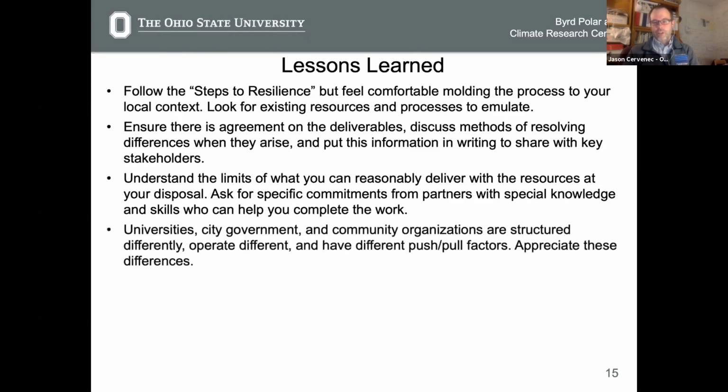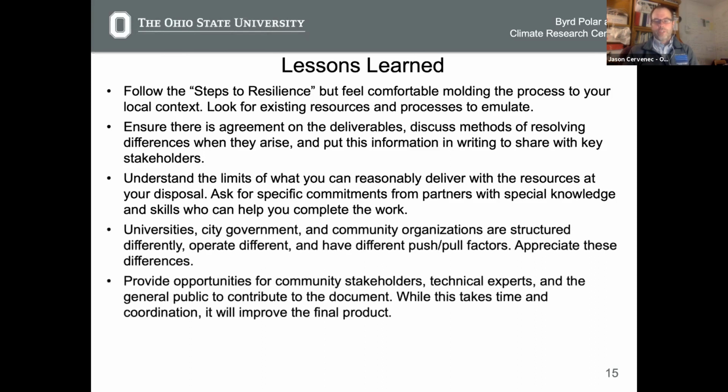I mentioned some of your push and pull factors, and appreciate those differences. Stakeholder engagement is important. Figure out what that's going to be. Our document was made better by stakeholder engagement, and that was stakeholders, technical experts, and allowing the general public, many of whom had special expertise, to weigh in and give feedback.